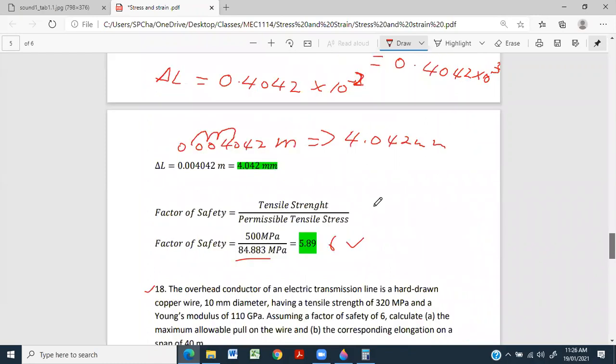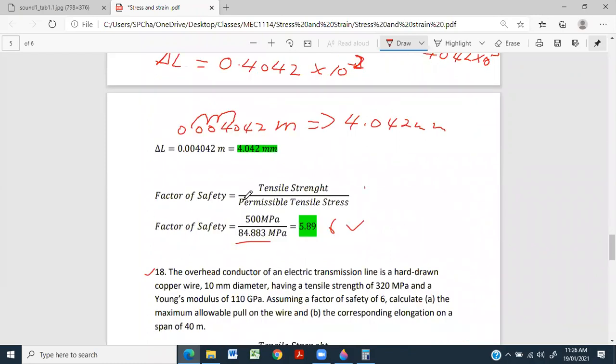Any questions on this? So for factor of safety or safety factor, just use this formula: tensile strength divided by permissible tensile strength.